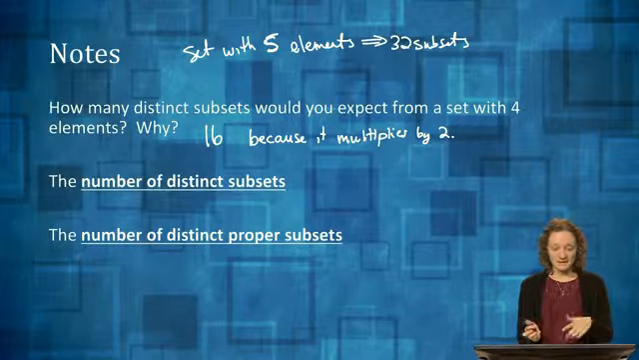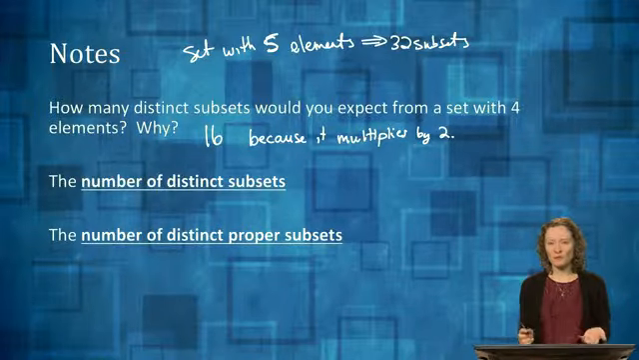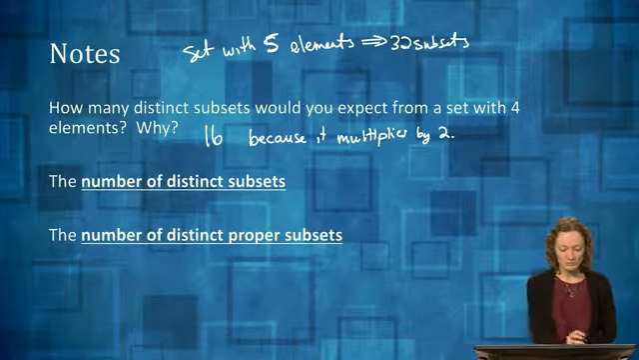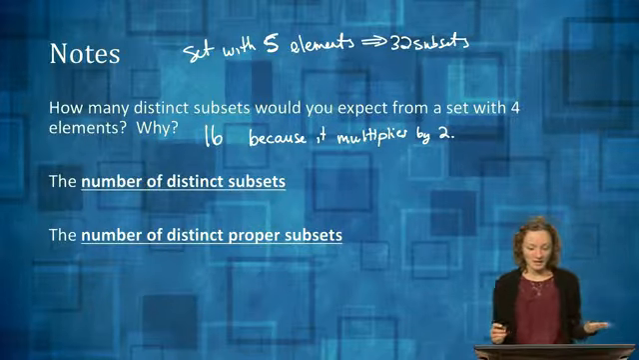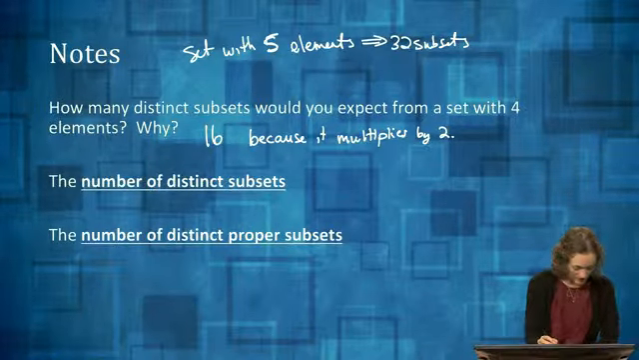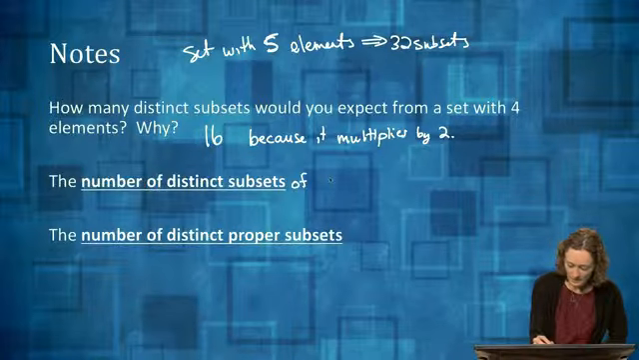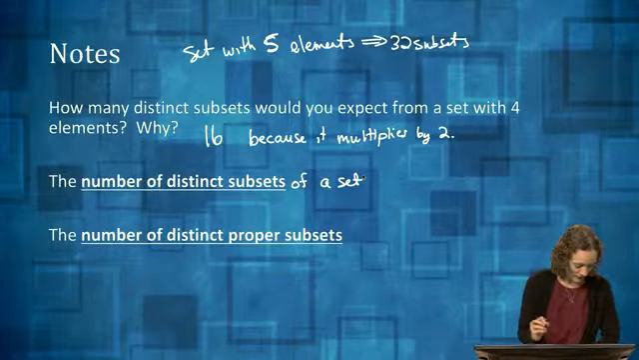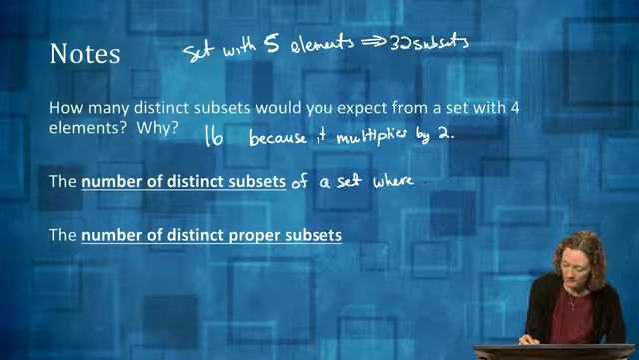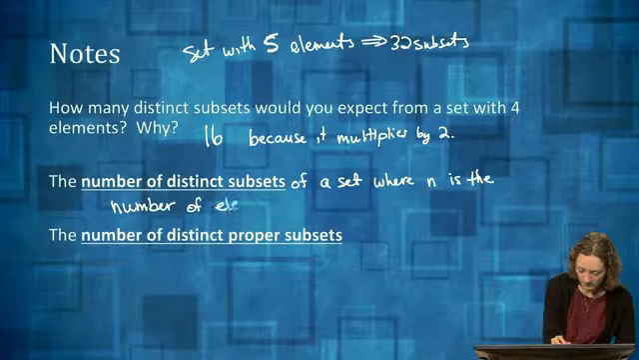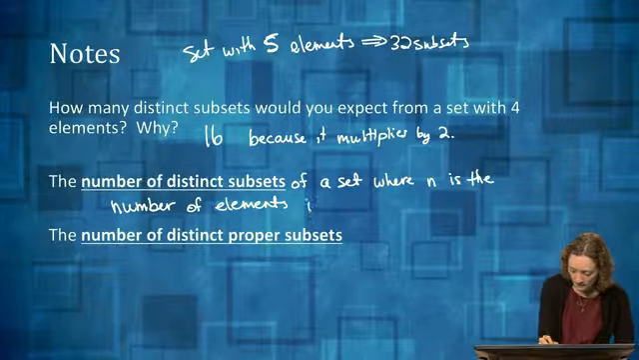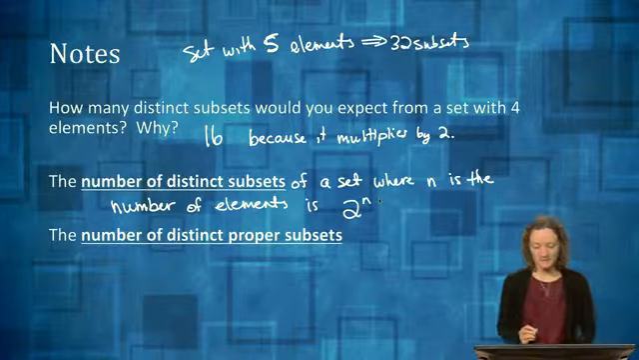So what we're going to do next is come up with a formula for figuring this out. So the first one, the number of distinct subsets, we saw what the pattern is. The pattern is multiplying by 2 over and over. Repeated multiplication is an exponent. So the number of distinct subsets of a set where n is the number of elements is 2 to the n.